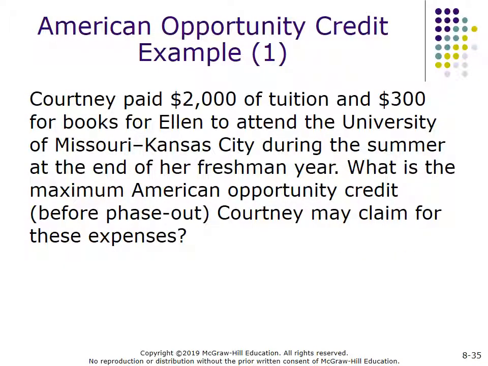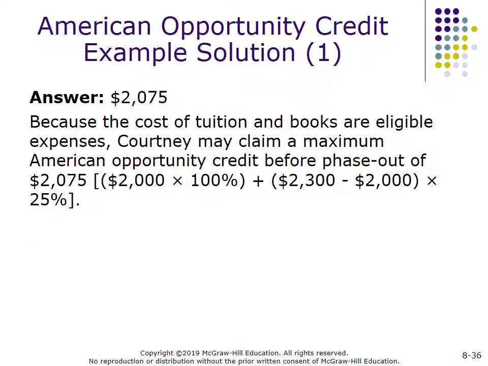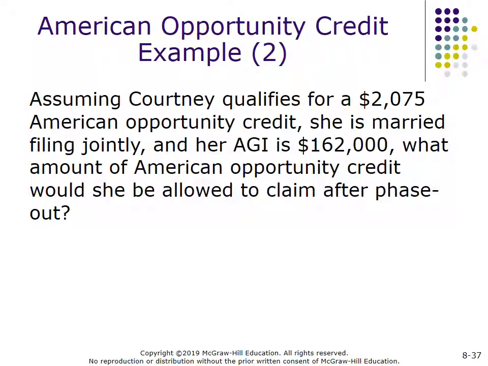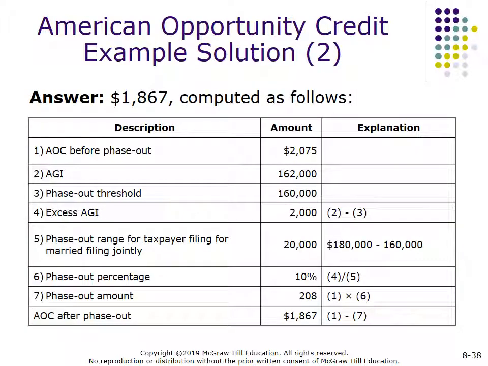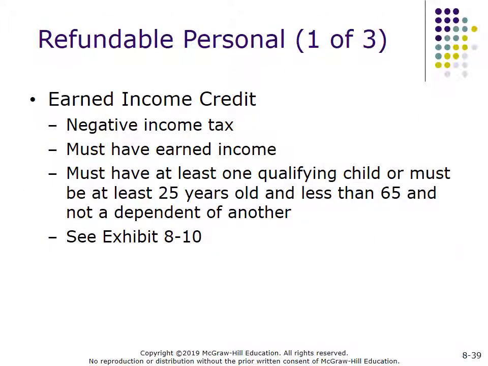Here's another one. Courtney paid $2,000, there it is, of tuition. Of course, they always make a liar out of me. And $300 for books. What is the maximum credit? We calculated this already. If she's at an AGI of 162 and she's married, there's the calculation we went through. All right. But take a look at the Lifetime Learning Credit. It's there to catch you if you weren't able to take the American Opportunity Credit, which is nice.